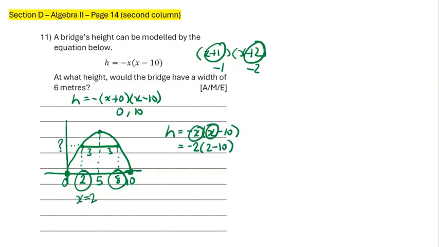Don't substitute in 1, 2, and 1, 8. That is going to get you a wrong answer. If you did pick 8, make sure you do 8 and 8. But you get the same answer either way. So it's going to be negative 2 times negative 8, which gets you to positive 16 as a height. So 16 meters is the height when you're going to have a width of 6 meters. So that there is up there.